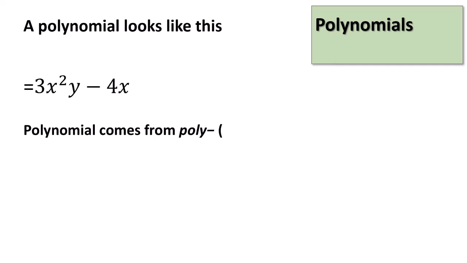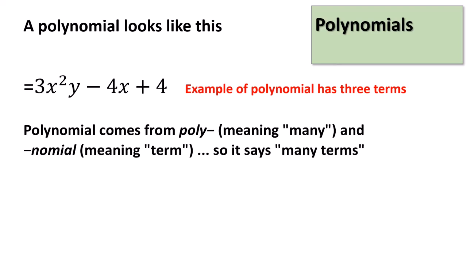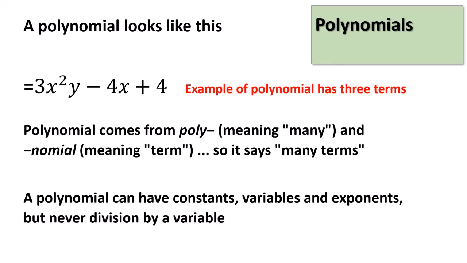You can see on the screen 3x square y minus 4x plus 4. This is an example of a polynomial with three terms. Poly means many and nomial means term. So we can say polynomial means many terms. A polynomial can have constants, variables and exponents, but never division by a variable.